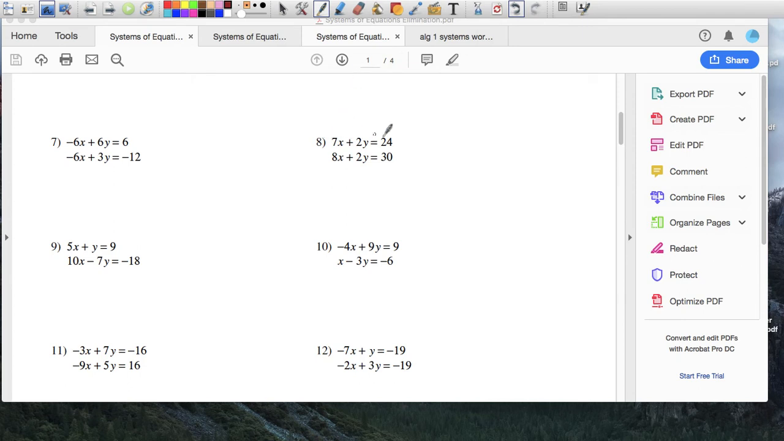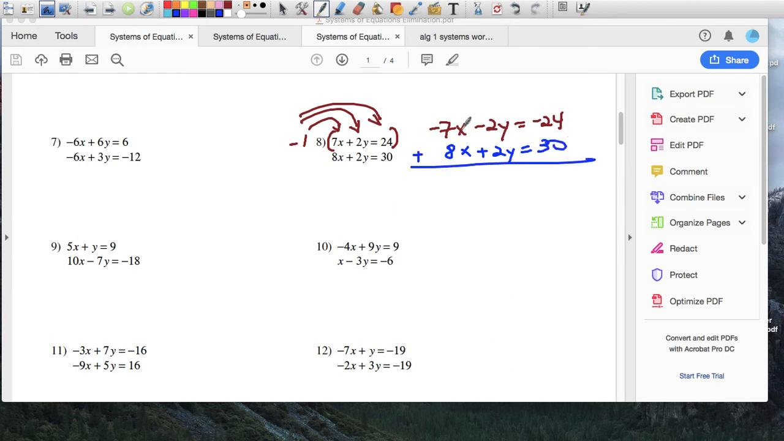But if I take the first one and multiply by, you know what, multiply by negative 1. If I multiply every single term by negative 1, I'm going to get -7x minus 2y equals -24. Let me rewrite the second equation at the bottom, which I'm not going to change. Equals 3. Now, if I add these two, -7x plus 8x just gives me x. These two cross out, which is exactly what I wanted. And finally, -24 plus 30 is positive 6.